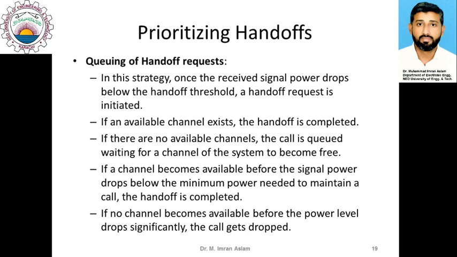So this concludes our discussion regarding handoffs. In today's lecture we talked about system capacity, then frequency assignment and allocation strategies for different channels, and the third thing that we have discussed in today's lecture is handoff. So we'll stop here for today's lecture.